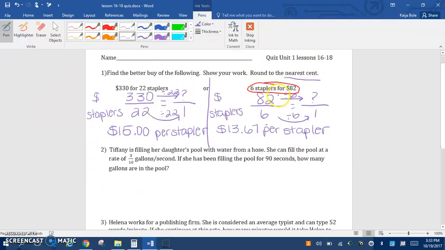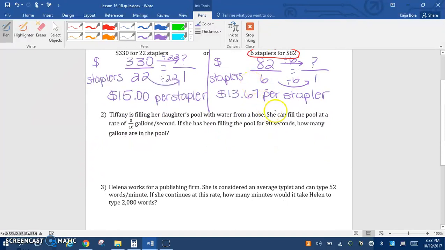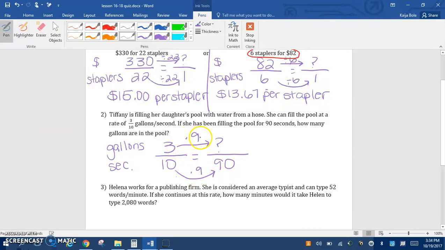Alright, number 2 says Tiffany is filling her daughter's pool with water from a hose. She can fill the pool at a rate of 3/10 gallons per second. So it should say seconds. If she has been filling the pool for 90 seconds, how many gallons are in the pool? So I'm comparing gallons to seconds. Put my blank standard algorithm in, alright, and they told us it was 3 gallons for 10 seconds. They want to know how much for 90 seconds. How many gallons? So 10 to 90, I multiply by 9, so that means I'd do 3 times 9 on the top. So my answer here would be 27 gallons.